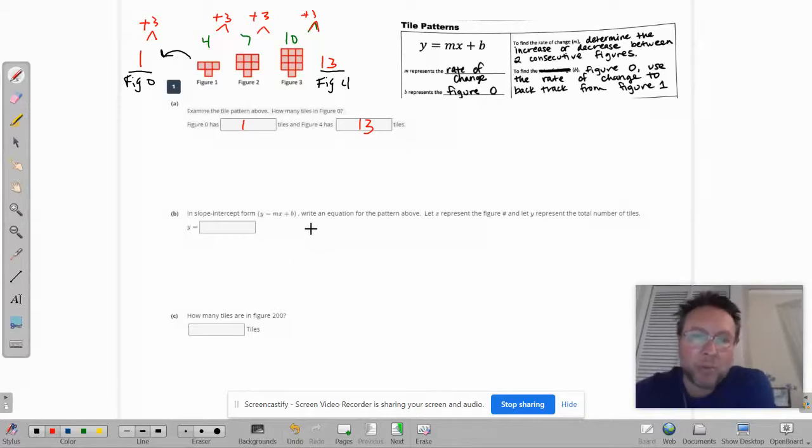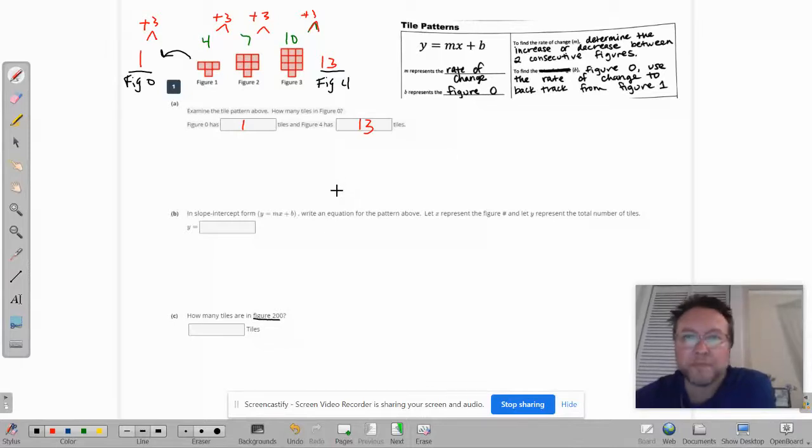And now what if I wanted to know the 200th figure? And that's actually part C here. We're going to want to know the 200th figure. Well, what I don't want to keep doing is plus 3, plus 3, plus 3, plus 3, plus 3 and do that 200 times. So we're looking for a shortcut.